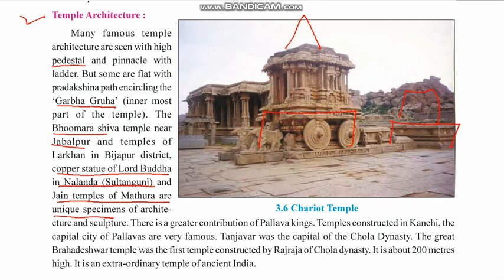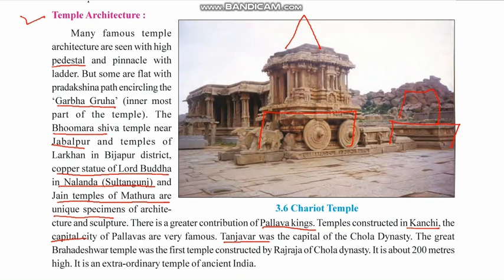There is a greater contribution of the Pallava kings. Pallava kings have contributed to the building of these temples to a great extent. The temples constructed in Kanchi, the city of the Pallavas, are very famous. It was the capital city of the Pallavas. Thanjavur was the capital of the Chola dynasty.